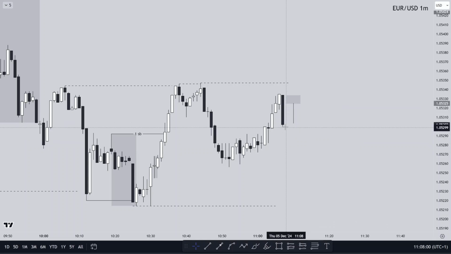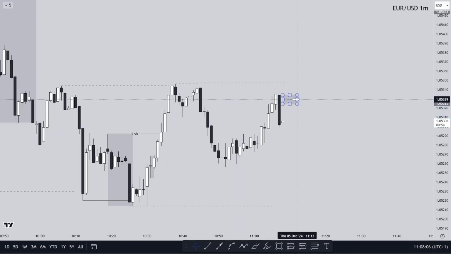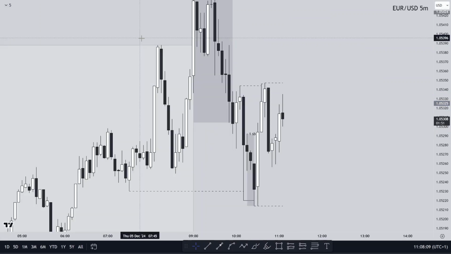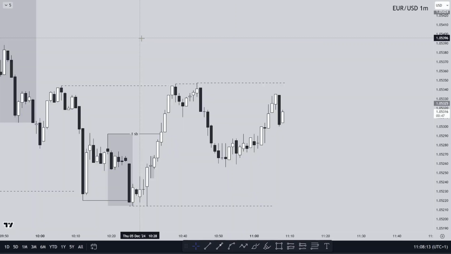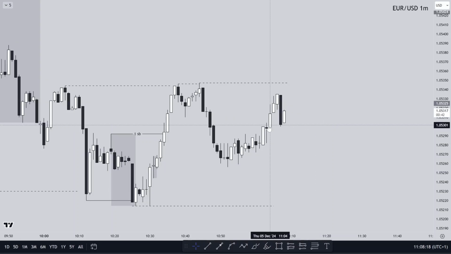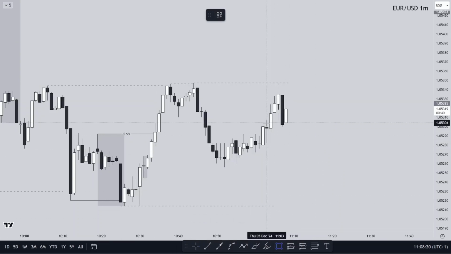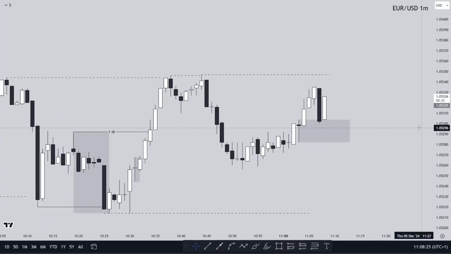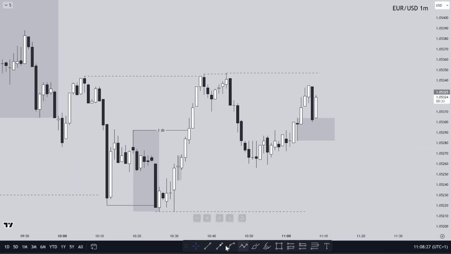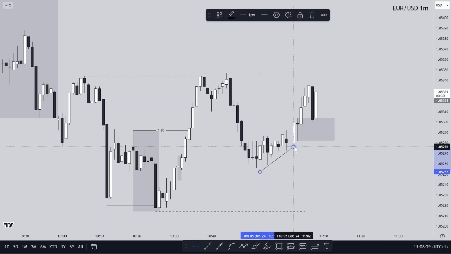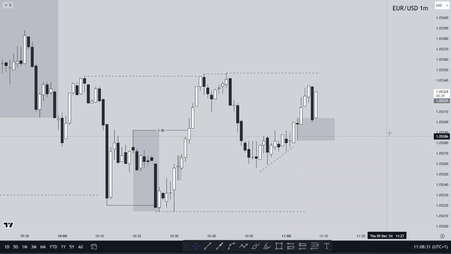Okay, no rejection, so this is not a good sign for the bullish momentum. Let's see the 5-minute chart. Well, I mean, it's okay. Of course, this is the first resistance the price can meet. But remember that here we have a lot of liquidity.